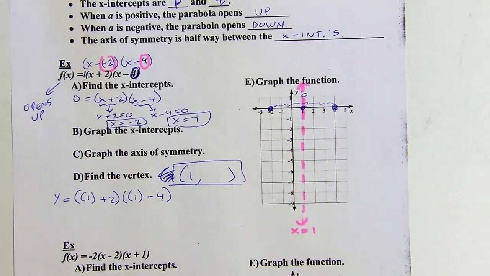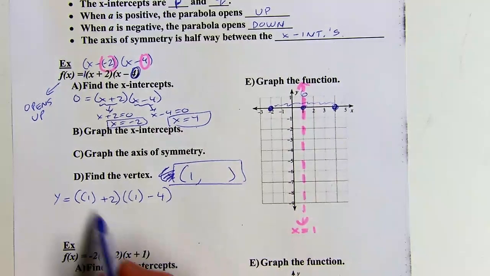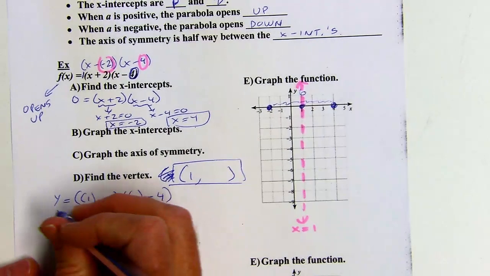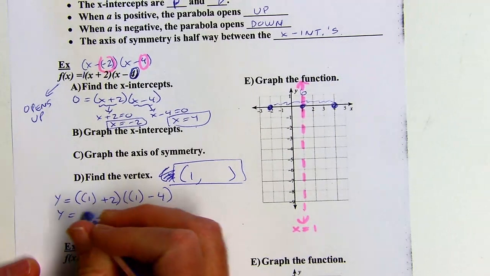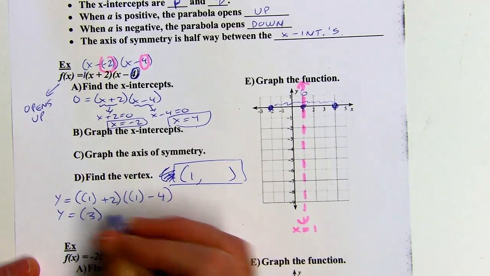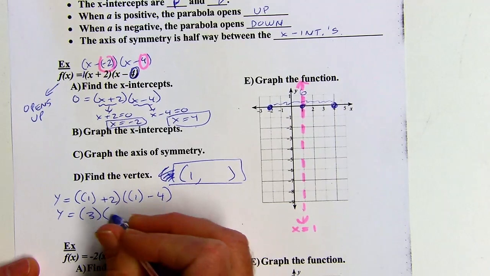Okay, so I plugged 1 in for both x's. Now I'm going to start simplifying. So I'll do the parentheses first. That means I'm doing the addition here, and here I've got subtraction. So 1 minus 4 would be negative 3.